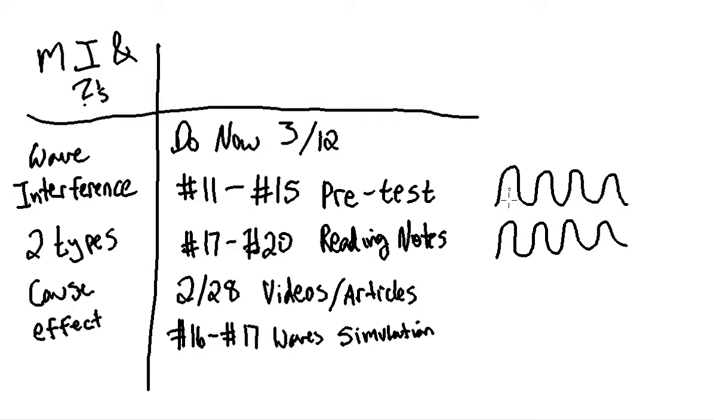But if I was to combine these two, when their peaks are in line with each other, when troughs are in line with each other, what happens when you add these two? So I believe this is covered in the videos, the articles, the simulation, the reading notes, and the pretest. I want you to say how the resultant amplitude is affected. So this effect, I'm talking about when these two add together, what happens?